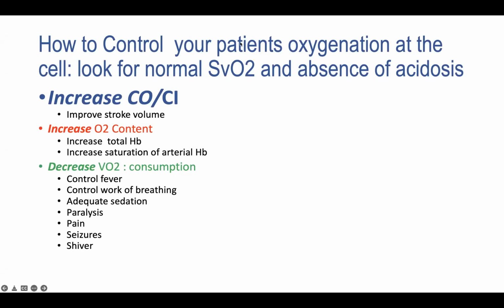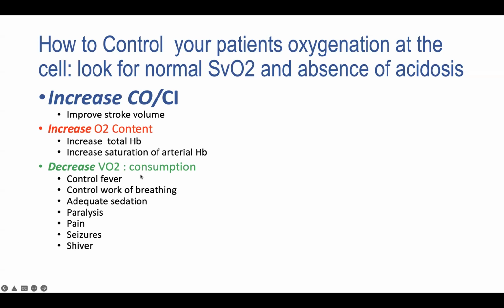All right. So how do you control your patient's oxygenation at the cell? Look for normal SvO2 in the absence of acidosis, and that's what drives your practice. Number 1, always first, always second, always last, always, always. Increase the cardiac output by improving stroke volume, and inotrope. Increase the oxygen content, if possible, by giving packed red cells and increasing the saturation of that arterialized hemoglobin. And then always, always in conjunction, reduce the demand or consumption of oxygen.